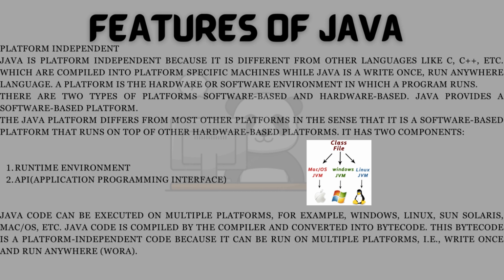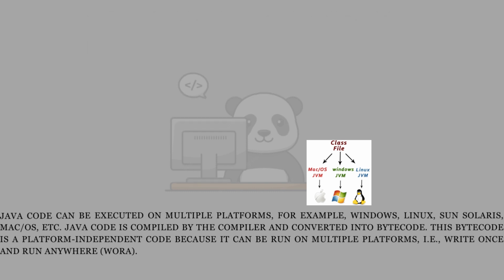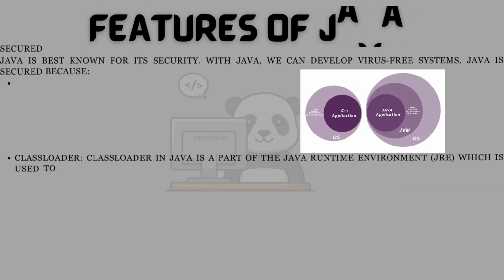The Java platform differs from most other platforms in the sense that it is a software-based platform that runs on top of other hardware-based platforms. It has two components: the runtime environment and the API, the application programming interface. Java code can be executed on multiple platforms, for example, Windows, Linux, Sun Solaris, Mac OS, etc. Java code is compiled by the compiler and converted into bytecode. This bytecode is platform-independent code because it can be run on multiple platforms, i.e., write once and run anywhere, WORA.